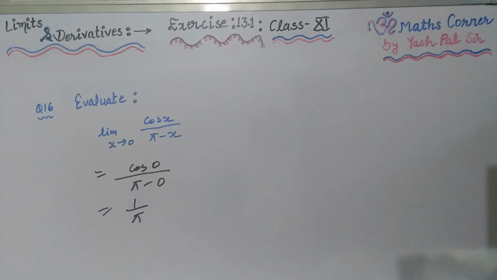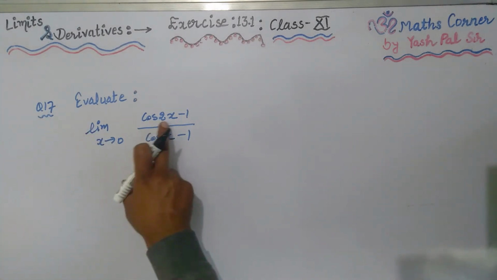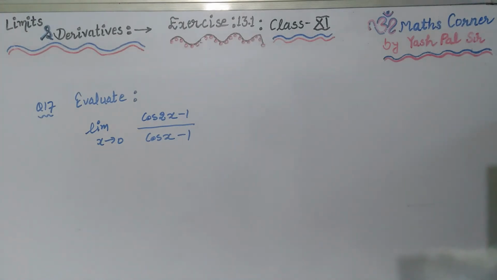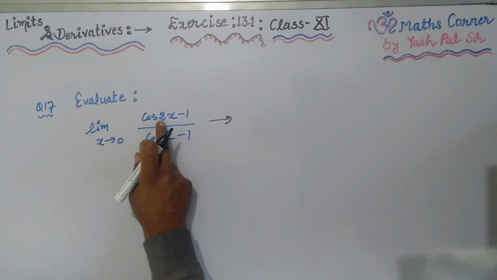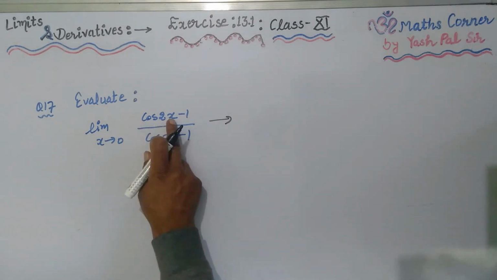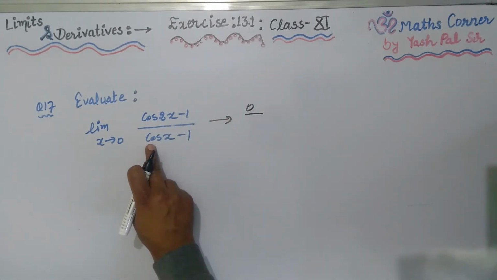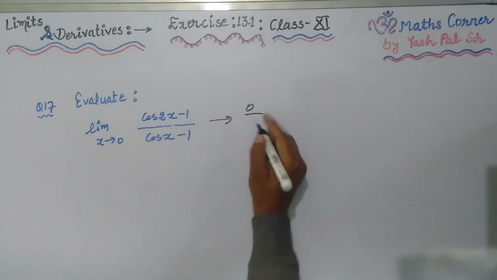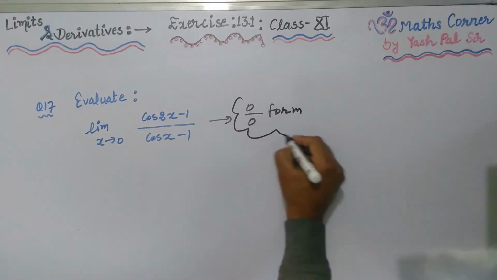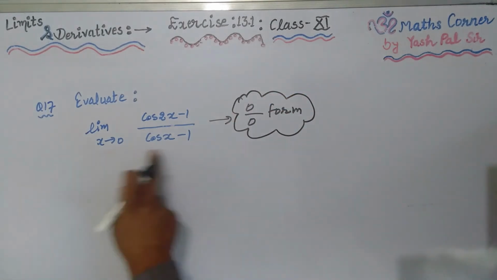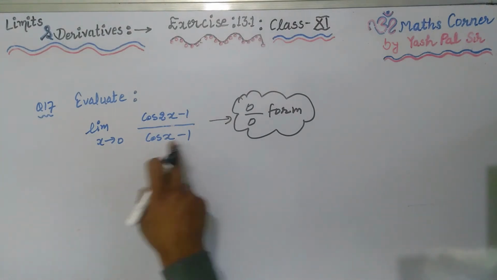Now next question. Question number 17. Evaluate the limit x approaches 0 of (cos 2x minus 1) divided by (cos x minus 1). The very first thing, direct substitution, x equal to 0, then cos of 2 into 0, cos 0 which is equal to 1, 1 minus 1 is 0. In the denominator also cos 0 is 1, 1 minus 1 is 0, so 0 upon 0 form. What is the meaning of this 0 upon 0 form? The meaning is this is an indeterminate form. So direct substitution is stopping us from solving the question like this.